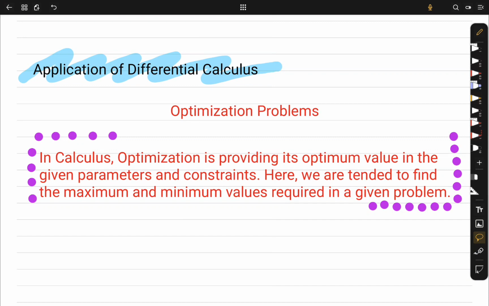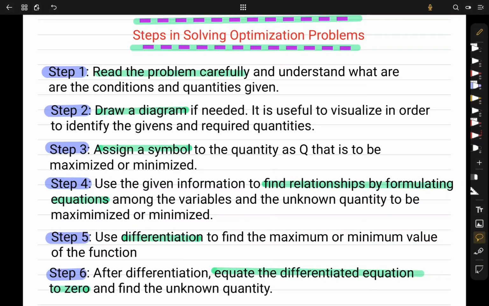So para mas malinawan tayo sa ating optimization problem, ano nga ba yung mga ways or yung mga steps na dapat nating gawin para makapag-solve tayo ng isang optimization problem? Here are the 6 steps in solving optimization problems. First step is to read the problem carefully and understand what are the conditions and quantities given.